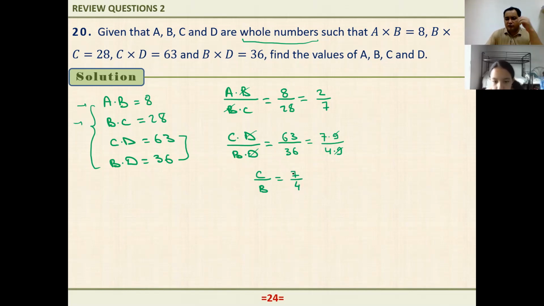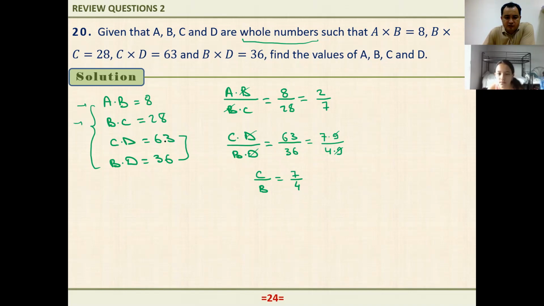Now, Shahana, you should be careful. I can't say that C equals 7, B equals 4. I cannot say that. But what we know is that the ratio, if I divide C by B, is 7 over 4. It may be, if you multiply by 2, 63 over 36. It may be 14 over 8. A lot of options, but we don't know yet.